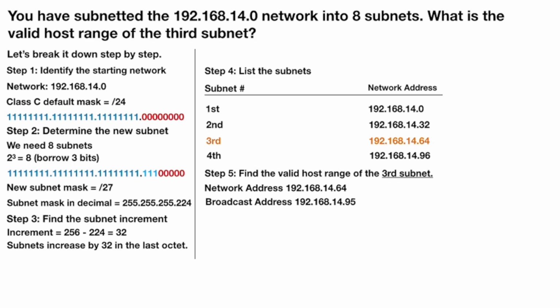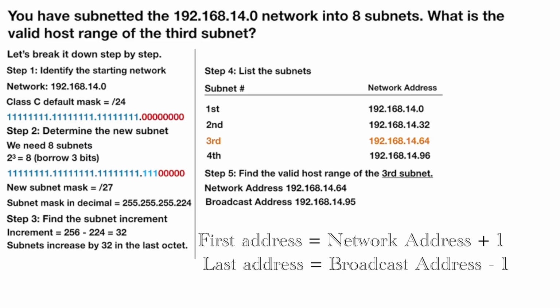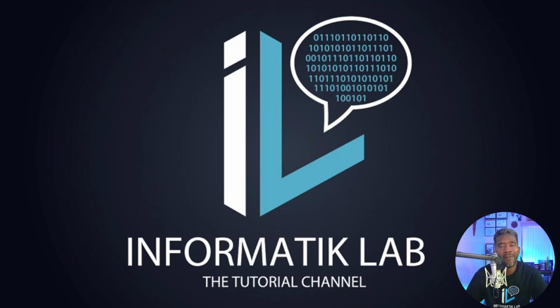The first host address is going to be the network address plus 1, which is 192.168.14.65, and the last host address is the broadcast address minus 1, which is 192.168.14.94. This is the range that we had to find, and we found it. This is how you determine the valid host range for a subnet.